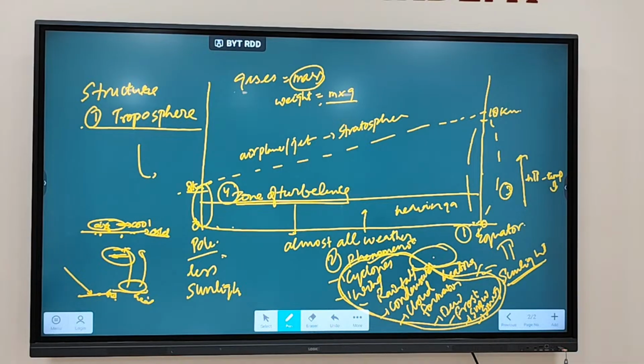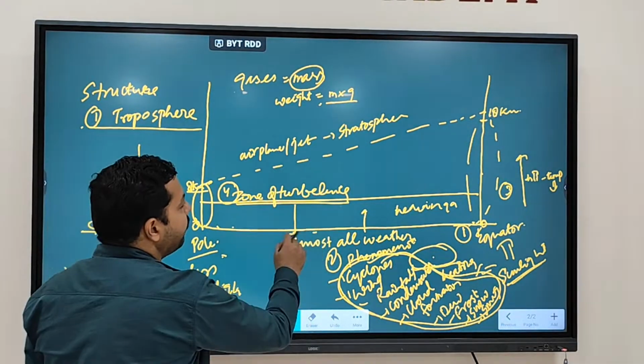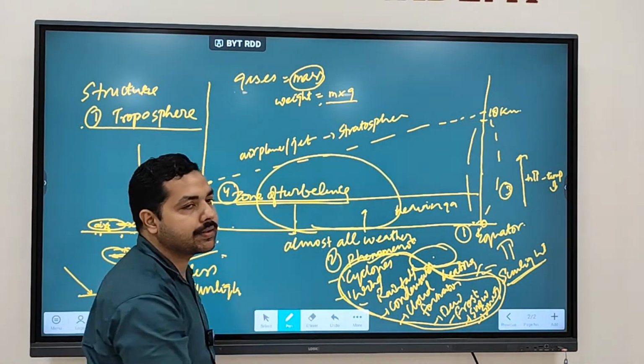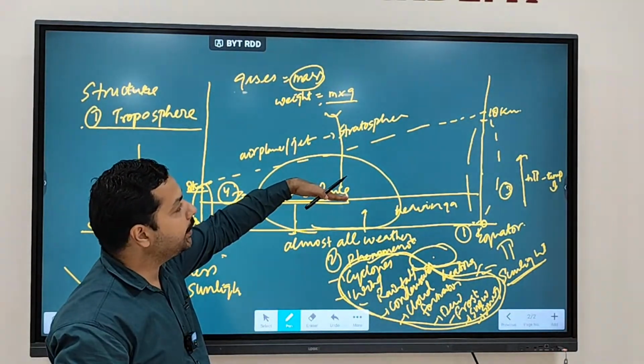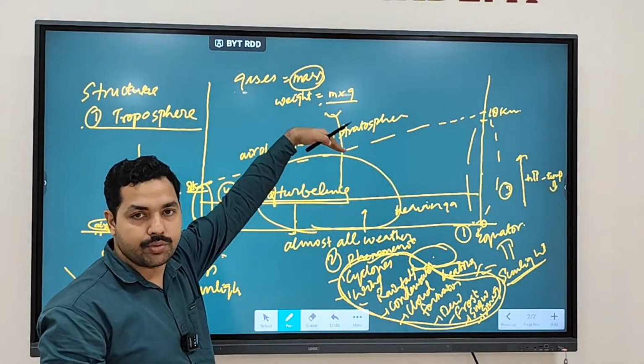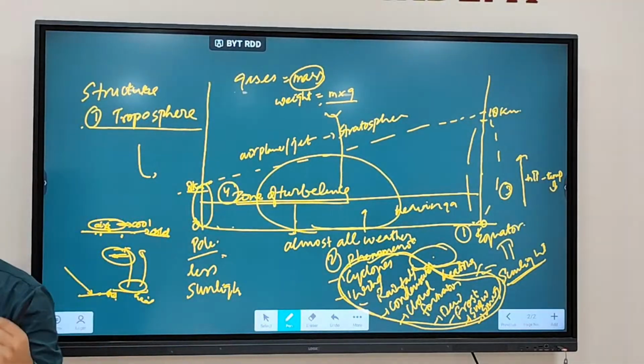So this important aspect you have to keep in mind, that most of the heavier gases lie in this region. As you go up, you find fewer heavy gases. That's why we are saying density is declining. As you move up, density declines, because heavier gases are attracted towards the Earth, and all your heavier gases are present in this particular layer. Fine. Any doubt regarding this? So this is the information you have to keep in mind with regard to the troposphere.